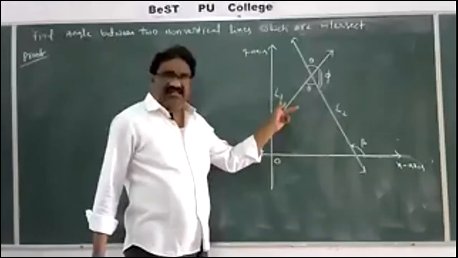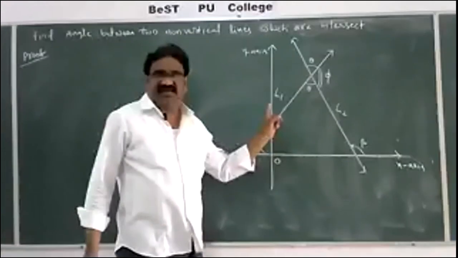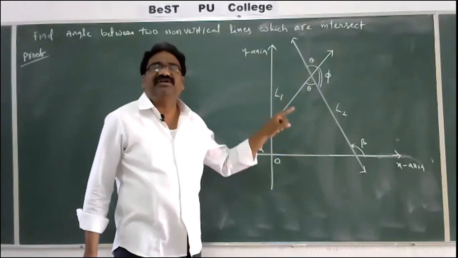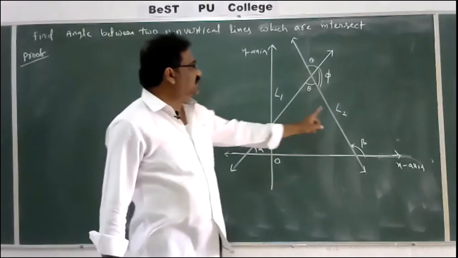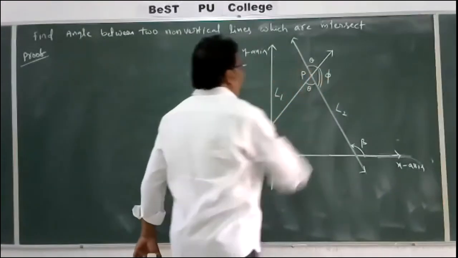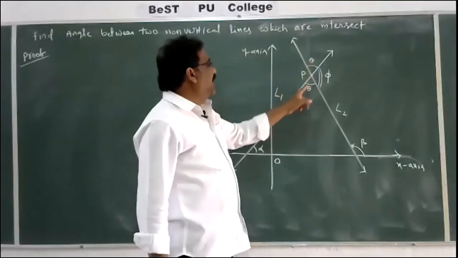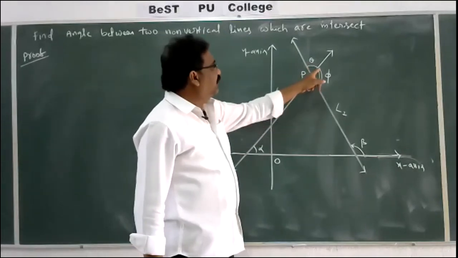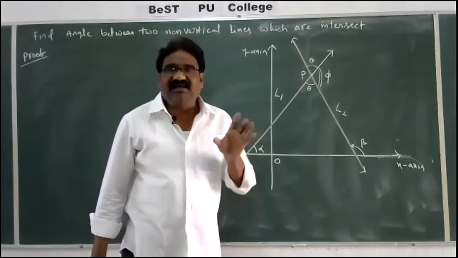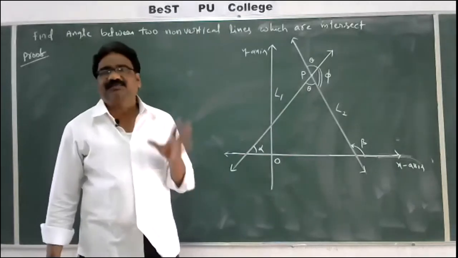L1 is the one straight line and L2 is the another straight line. Both lines are non-vertical lines. They are intersecting at a point P. Here theta is the angle between the two lines and phi is also an angle between the two lines. One angle is acute angle and another angle is obtuse angle.